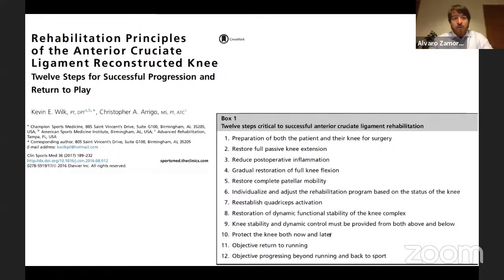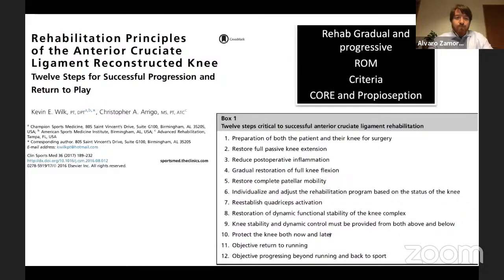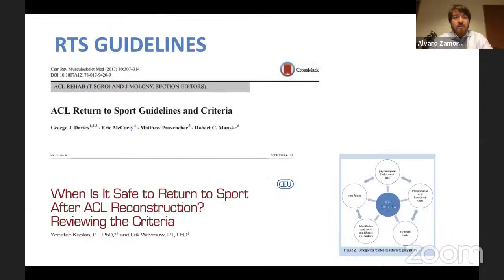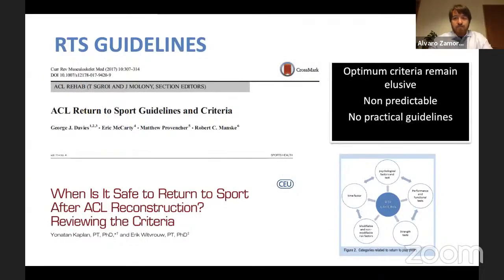So our principles are similar to that publication: to give the environment for the knee to heal. Rehabilitation is gradual and progressive in range of motion. We have to apply a lot of criteria and always maintain core and proprioception stimulus. There are return to sport guidelines, but optimal criteria still remain elusive. It's not predictable, and there are no practical guidelines that we can apply to all patients.